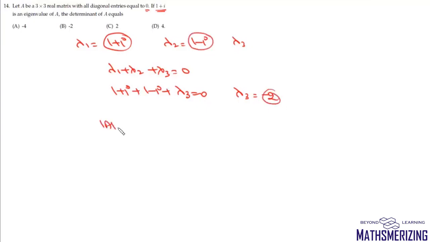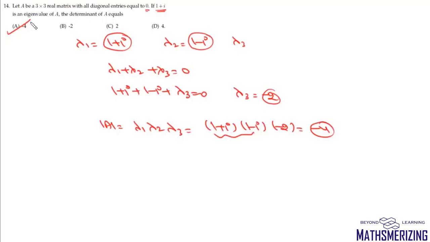Now we need to find the determinant of A. Determinant of A will be lambda 1, lambda 2 into lambda 3. So it will be 1 plus iota into 1 minus iota into minus 2. So this is nothing but 2. So it is minus 4. So the determinant of this matrix will be minus 4, and that's your option number A.